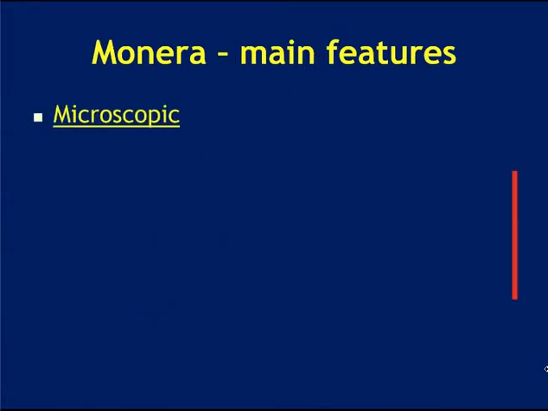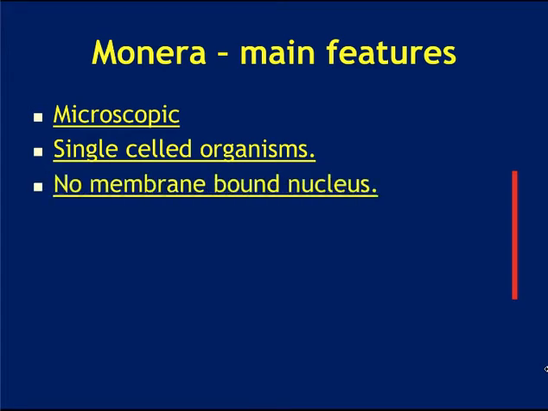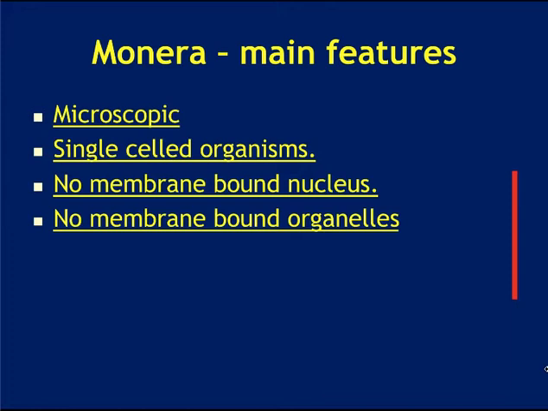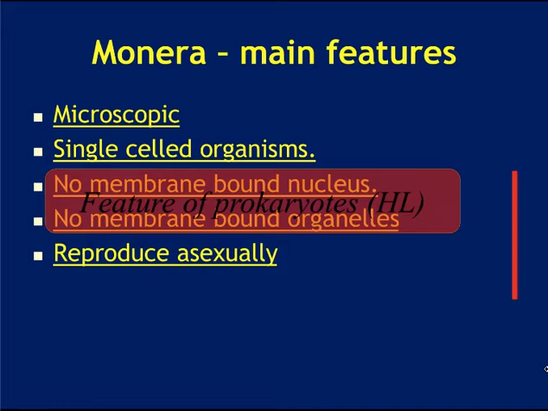In terms of our main features, we have the idea that they're microscopic, they are single-celled, they have no membrane-bound nucleus, no membrane-bound organelles, so again, makes them prokaryotic, and they reproduce asexually. So if we've done bits on plants, if you're reproducing asexually, you are cloning yourself essentially. You have only one parent, there's no gametes involved, and away you go.